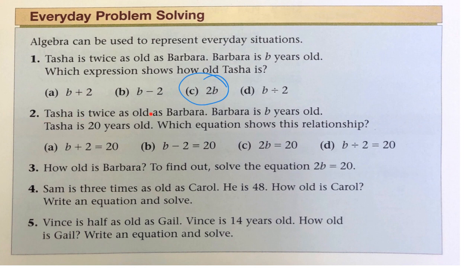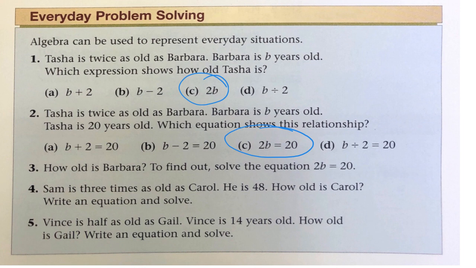Tasha is twice as old as Barbara. Barbara is B years old. Tasha is 20 years old. Which equation shows this relationship? So 2 Barbaras equal 20. So do one of these show 2 Barbaras equaling 20? Barbara plus 2, Barbara minus 2, Barbara times 2, Barbara divided by 2. 2 Barbaras equal 20 is right here for C.